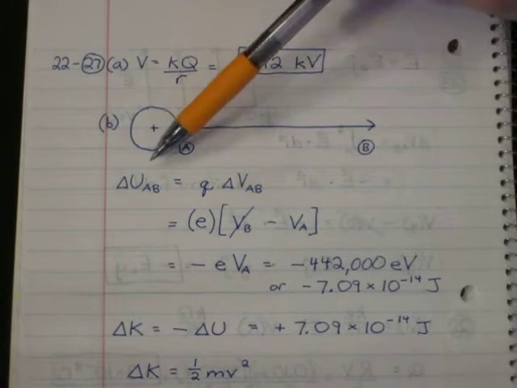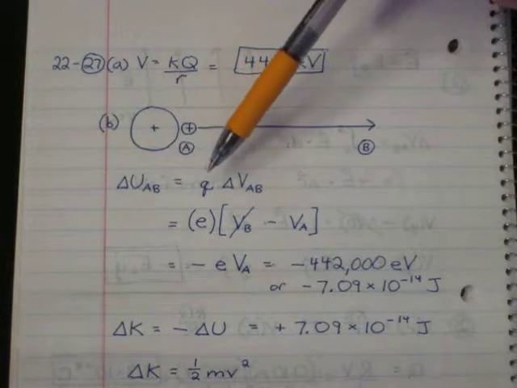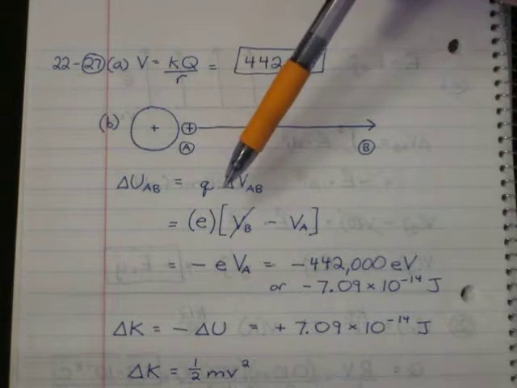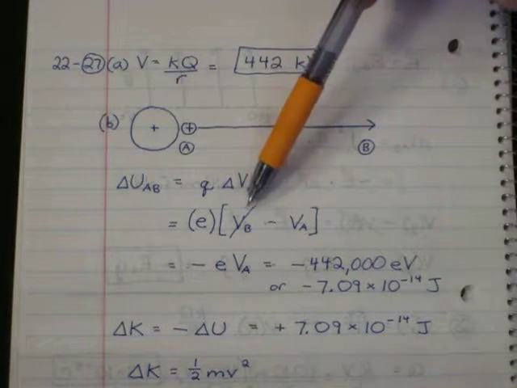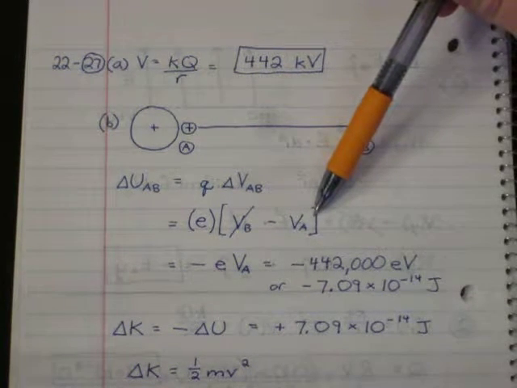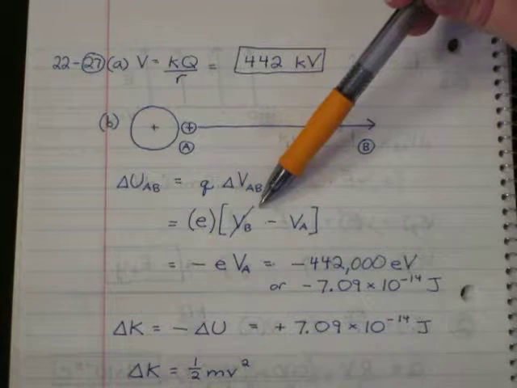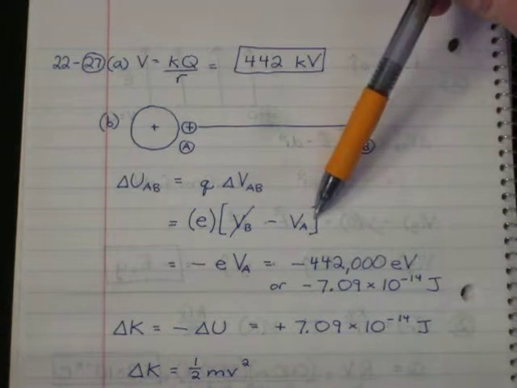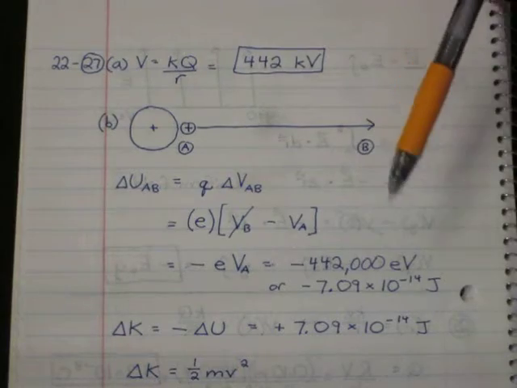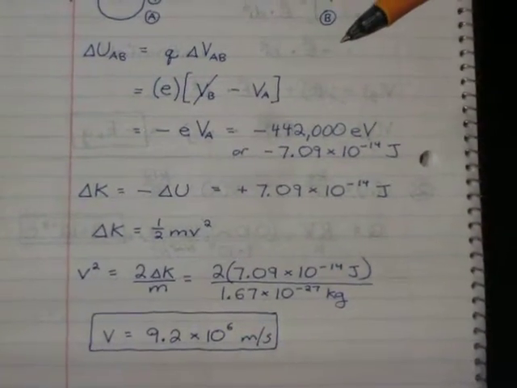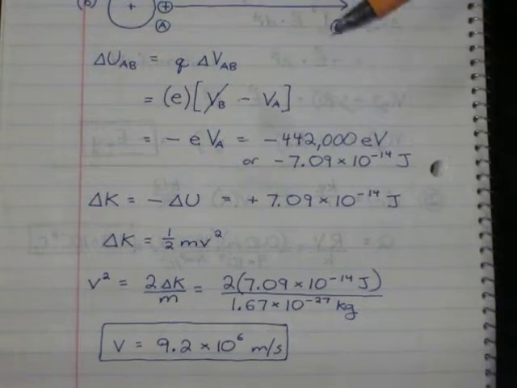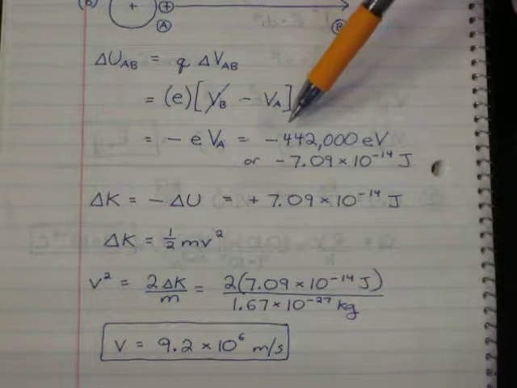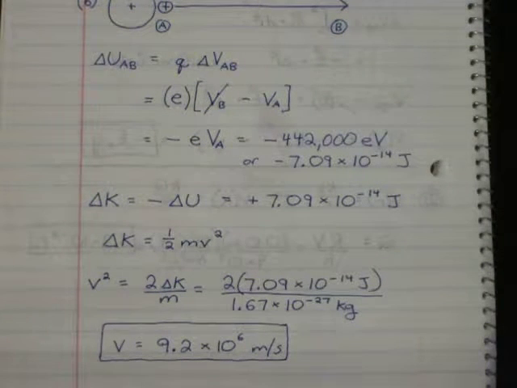The change in potential energy from A to B is the charge times the voltage difference. The charge is e, and the voltage difference going from A to B is the potential at B minus the potential at A. The potential at B, a very, very far distance away, is 0. So that leaves us with just e times negative the potential at the surface. We've already calculated the potential at the surface in part A, so it was negative 442,000 volts. So the change in potential energy is going to be negative 442,000 eV.